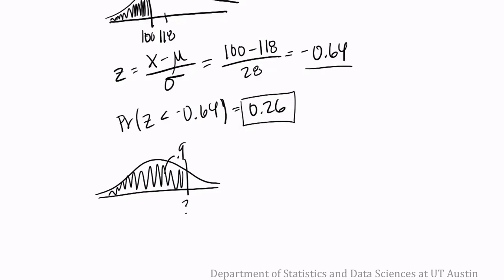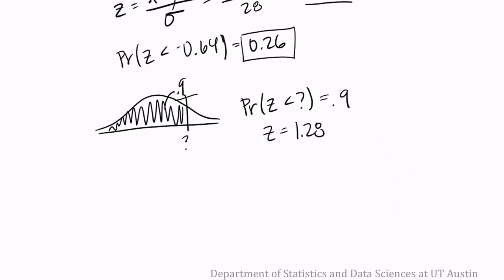So what we're going to want to do is go to our normal distribution table, find 0.9 in the body of the table, and find the z-score that corresponds to that. So the probability of finding a z less than some number is 0.9, and we see from the table that that z is 1.28. So now that we have a z, we can plug it into our z formula and just solve for x.